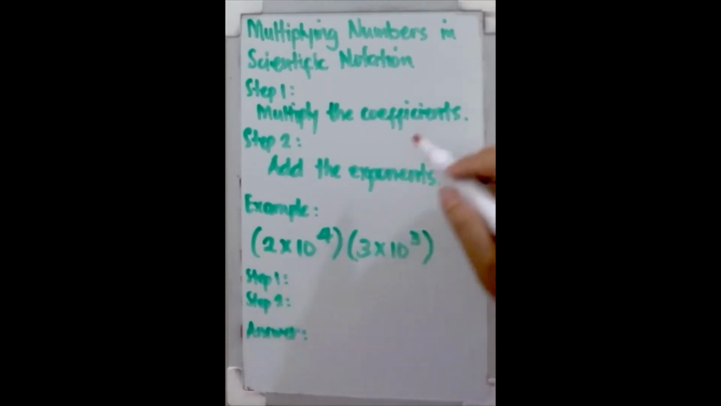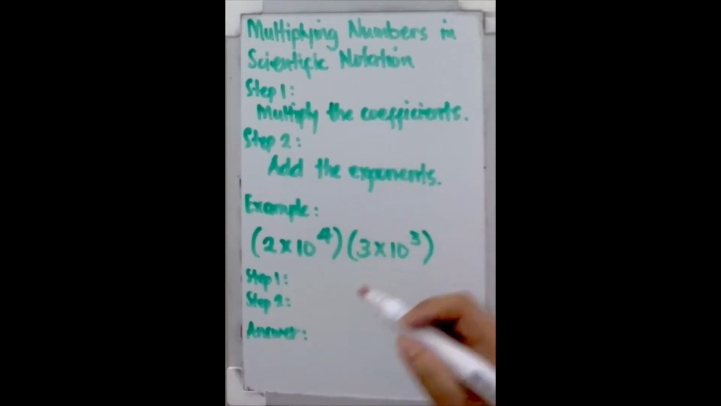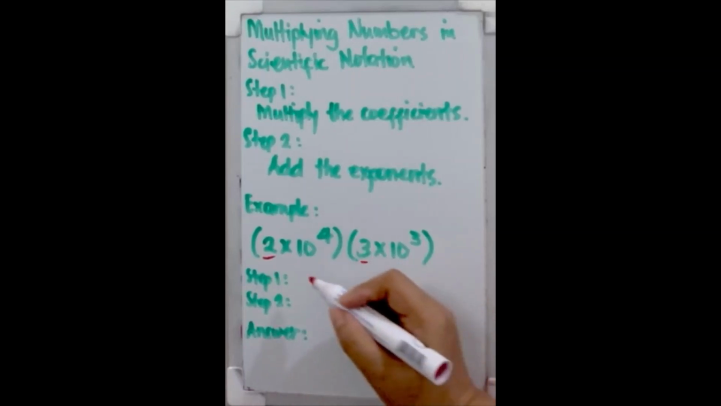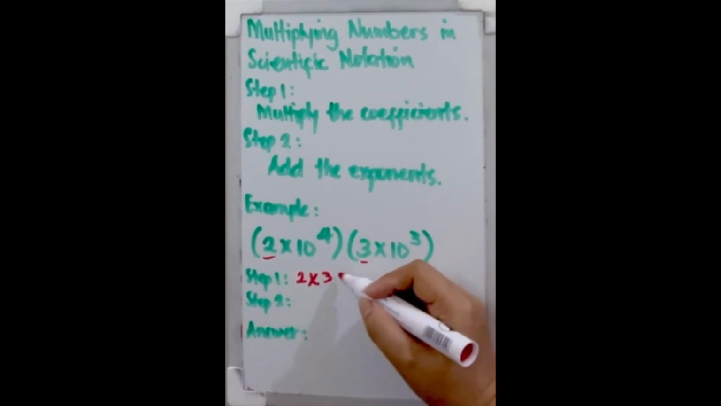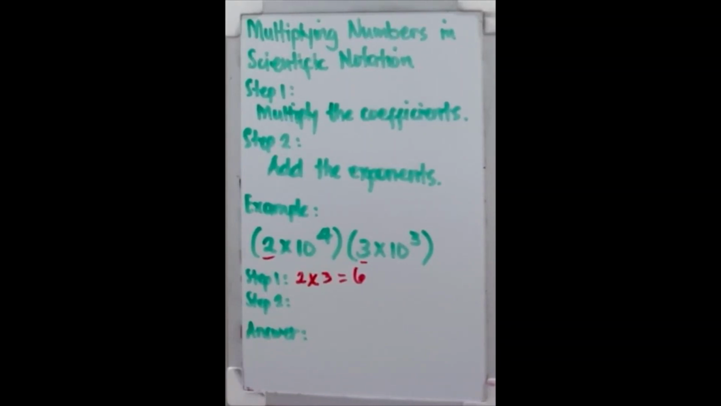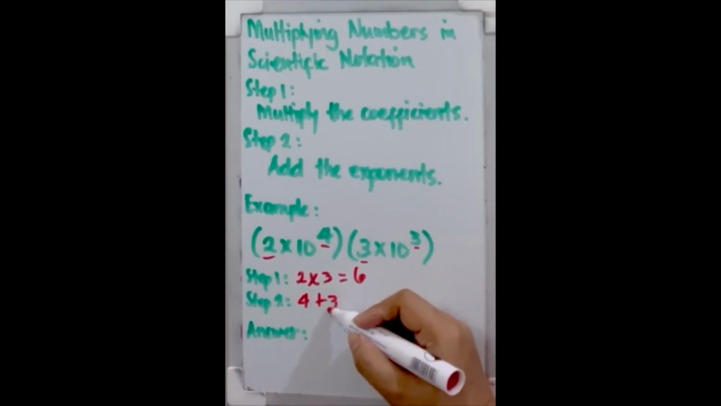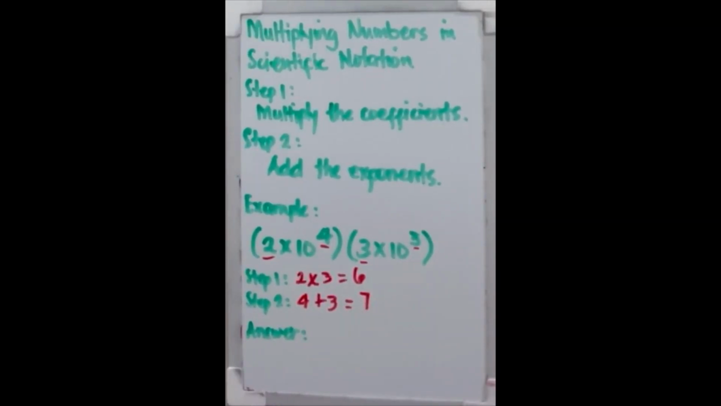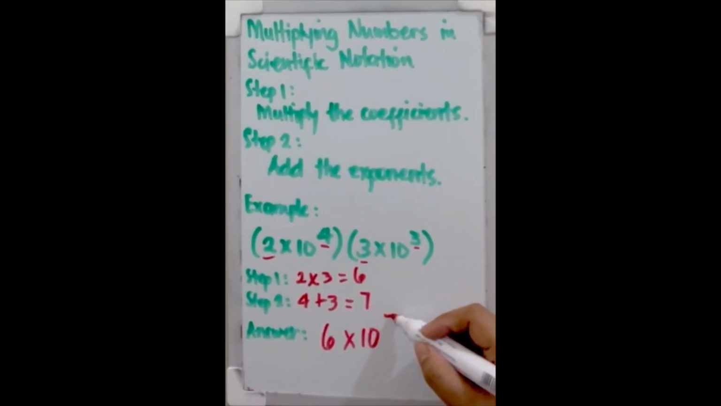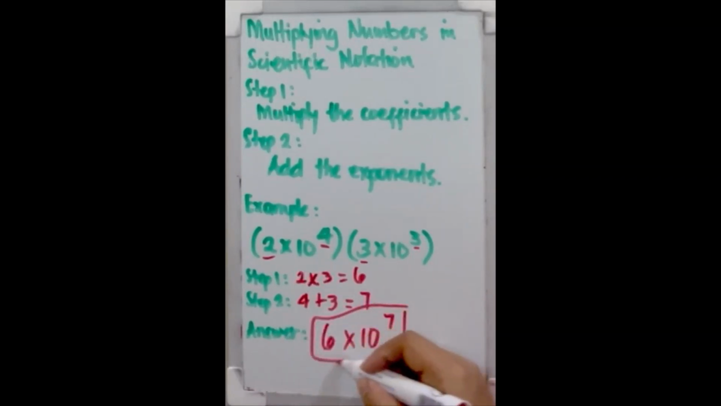So step 1, it says here multiply the coefficients, and the coefficients are 2 and 3. So 2 times 3 will give us an answer of 6. Now step 2, add the exponents. The exponents are positive 4 and positive 3. So we will add 4 plus 3, and this is 7. So the answer now would be the coefficient 6 times 10, you just keep the base 10, raised to the power of positive 7. So this is now our answer.